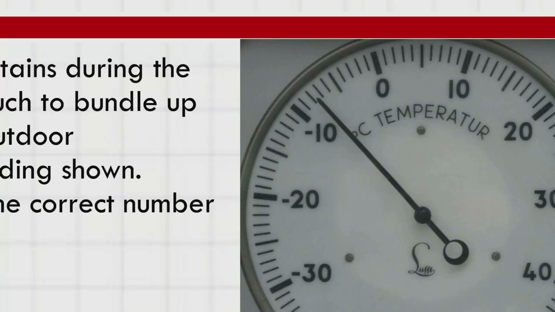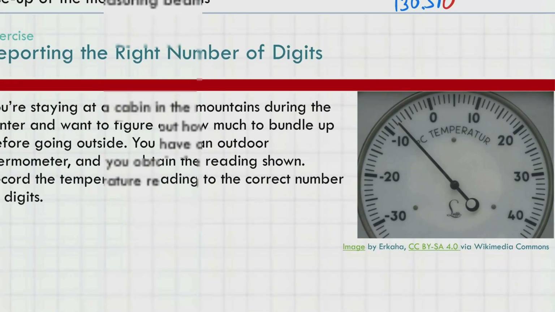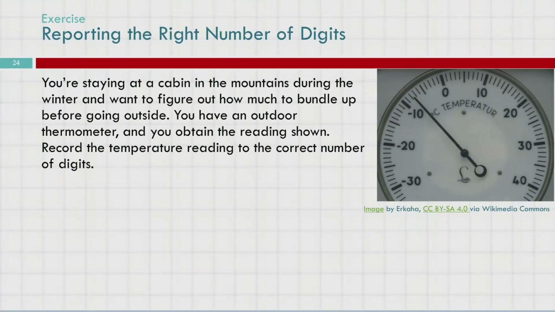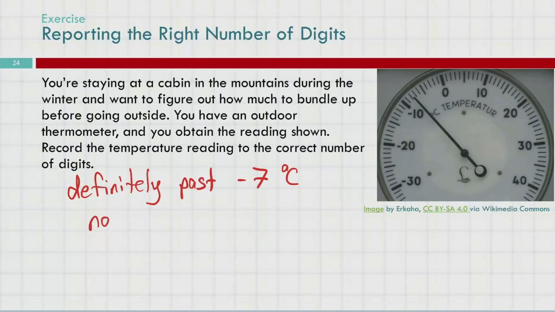And what would the next tick mark be? -8. We're not quite to the -8, right? So we're between, we're definitely past -7 degrees Celsius, not past -8 degrees Celsius. So we're somewhere between -7 and -8.